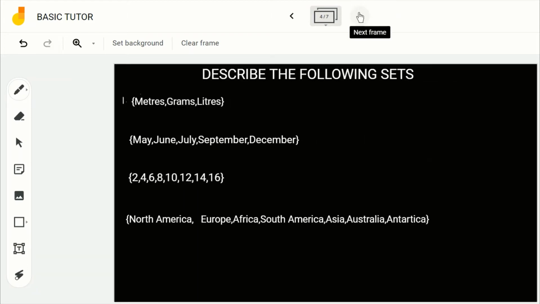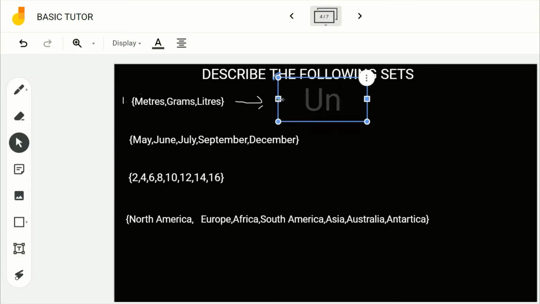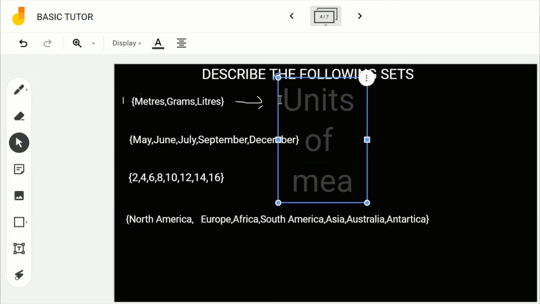Now let's look at some questions. For example, we're asked to describe the following sets. The first one, in this set we have elements: we have meters, we have grams, we have liters. So these elements in the set are describing a group of items. The elements in the set are describing units of measurement.